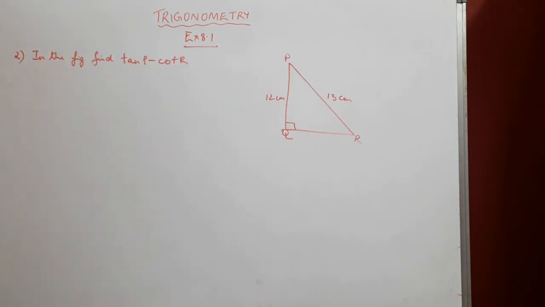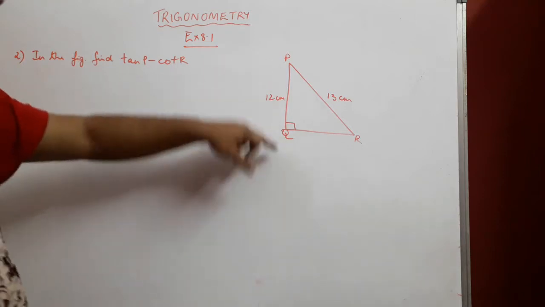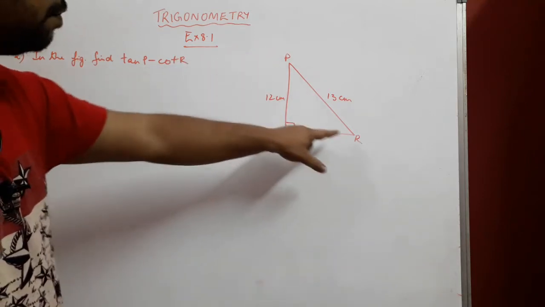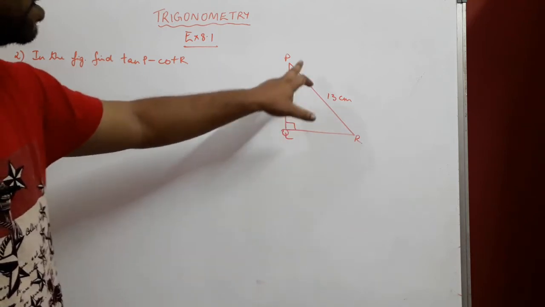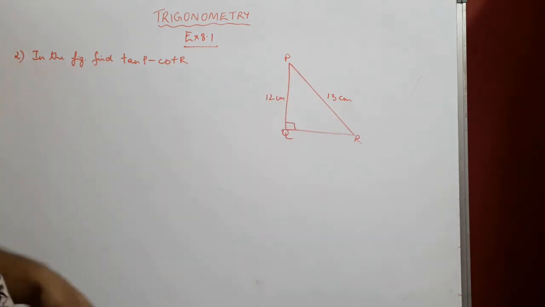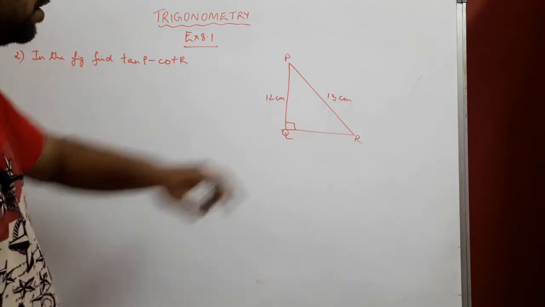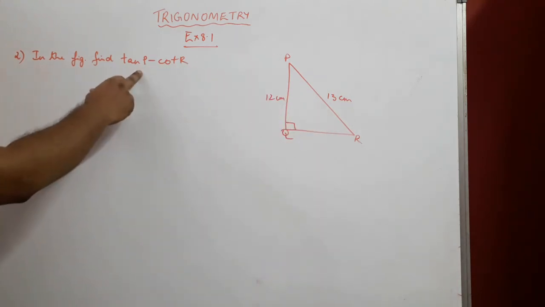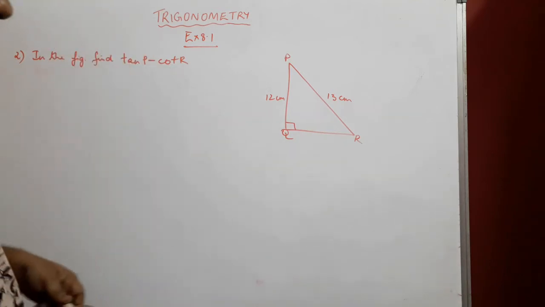We'll solve one more problem in this video, and the problem is, in the figure find tan P minus cot R. We are given this figure, triangle PQR, right angled at Q. PQ is given as 12 centimeters and PR is given as 13 centimeters. We are given two angles to deal with, P and R both. So we'll have to find what is tan P first, and we'll have to find out what is cot R, and then we'll have to do the subtraction.